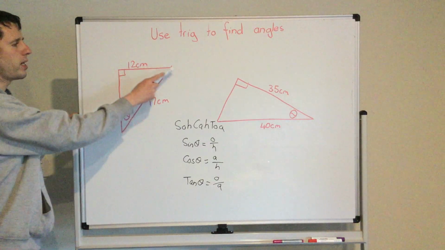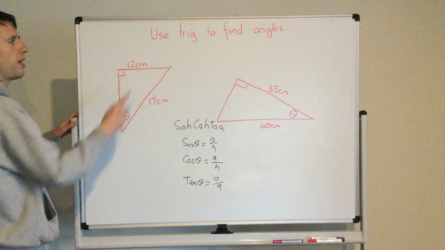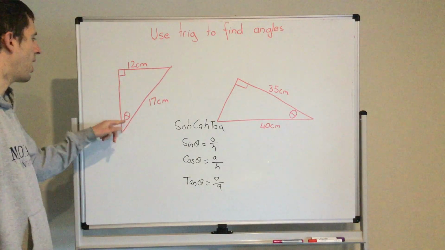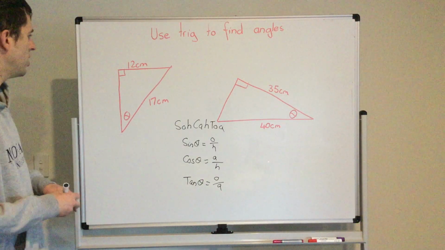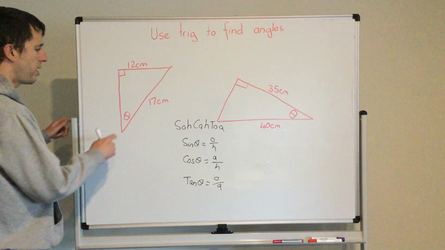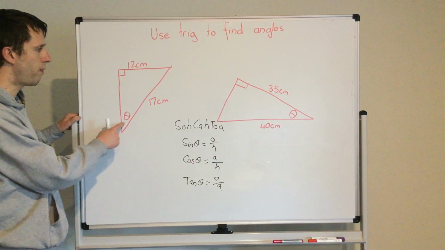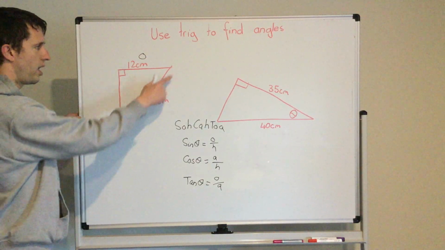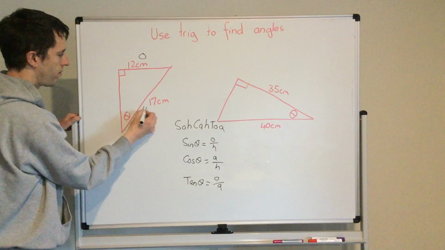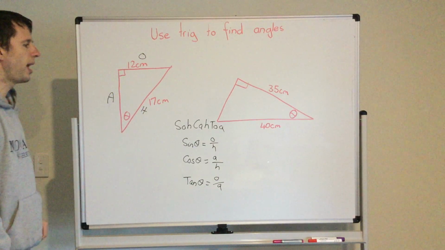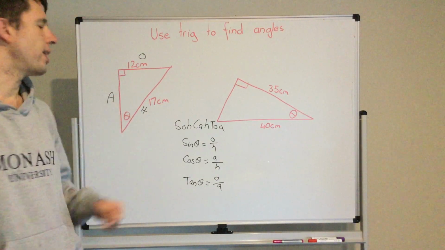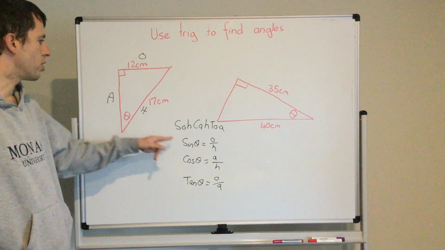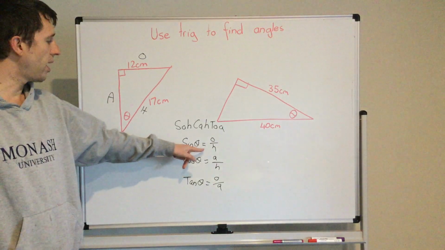So I have a triangle here. I've got one side that's 12 centimeters, another side that's 17 centimeters, and an unknown angle. The first thing I'm going to be thinking about is, if this is my angle that I'm looking for, this is the opposite side, O. This is the hypotenuse, and this is the adjacent. So out of the opposite, hypotenuse, and adjacent, I have two sides. I have opposite and I have hypotenuse, which links me back to sine.